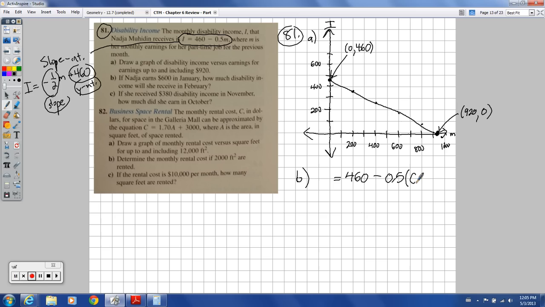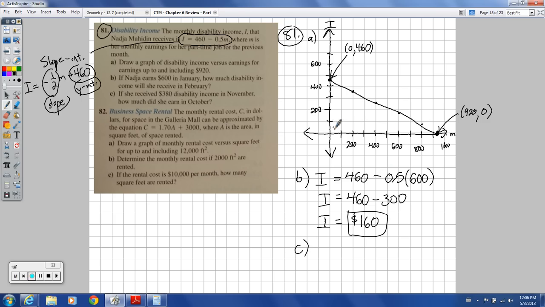So she is making 600. She earned $600. M is the monthly earnings. Okay, so that gets plugged in there. It's not going to be negative though, because this will be half of 600, which would be 300. So minus that, this is her disability income I. That is what I'm solving for here. Got to slow down sometimes. So the I is going to equal $160. So for part B, we should have $160.